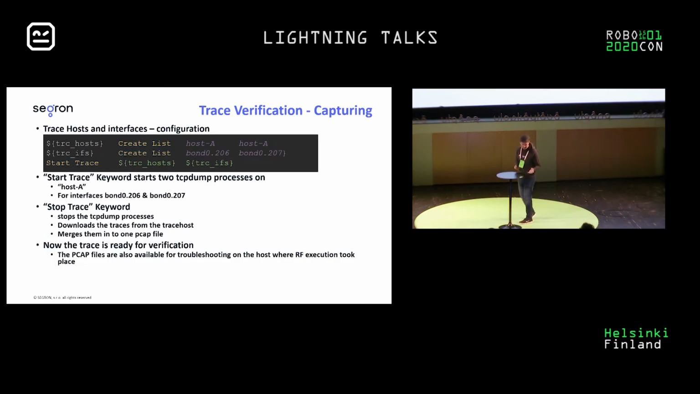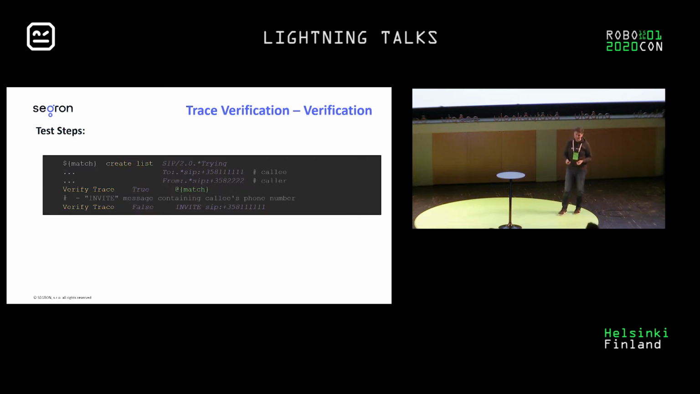The next slide shows a couple of details of how the keywords work. In the previous slide, I said that there are some variables containing the host names or IP addresses. This is how it looks in the code. As I said, the start trace keyword starts the TCP dump on those interfaces, and the stop trace downloads and parses it. And then the actual verification looks like this.